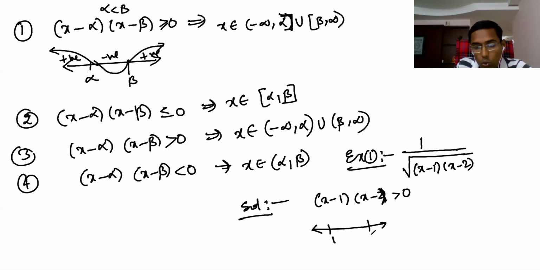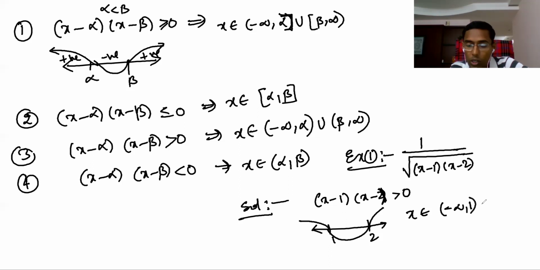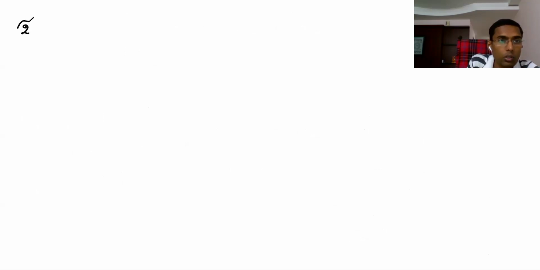This is 1, this is 2. So more than 2 positive, in between negative, less than 1 positive. So positive means x belongs to minus infinity to 1 open, 1 is not included, union 2 to infinity. Like this you have to do. Hope you got it. Okay, then next let's take another example.